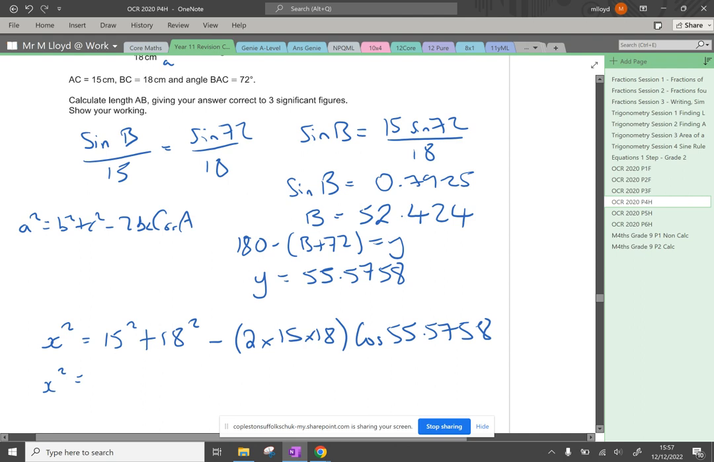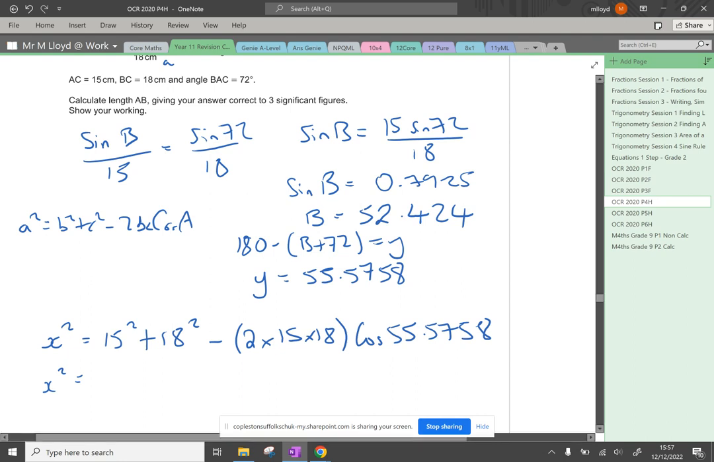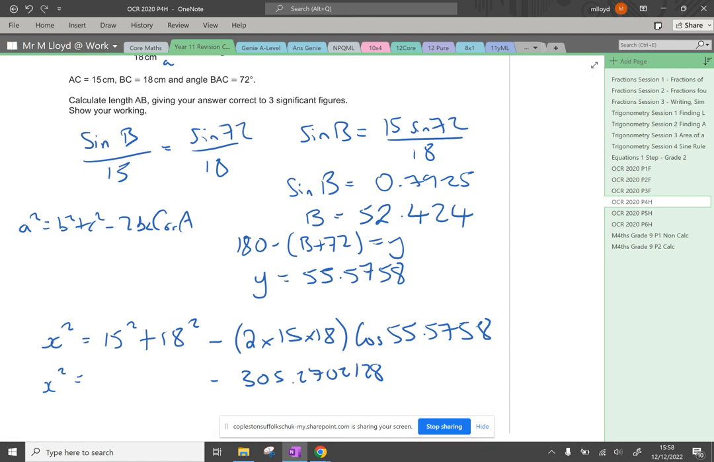Cos answer is going to give me that value. That's right. Then I'm going to multiply it by 2, by 15, by 18. That has given me 305.2702128. I'm going to do the next bit without, again, removing that answer from my calculator.